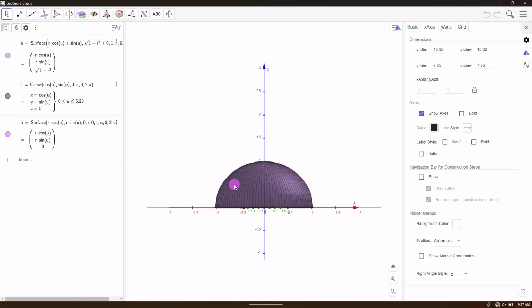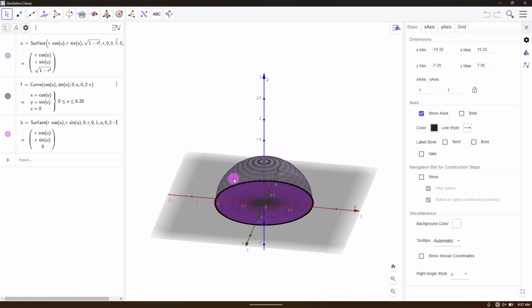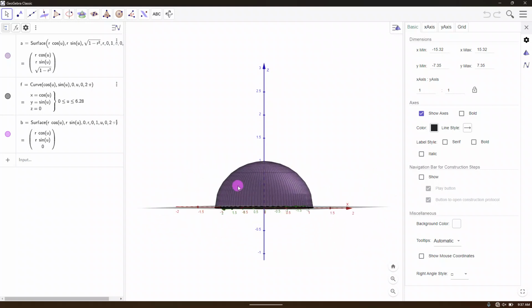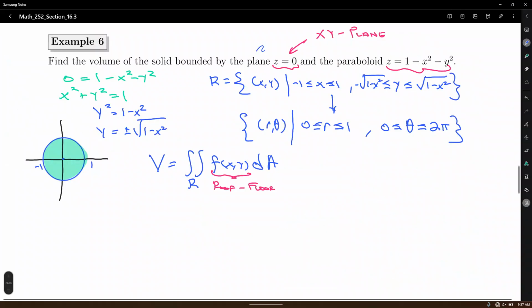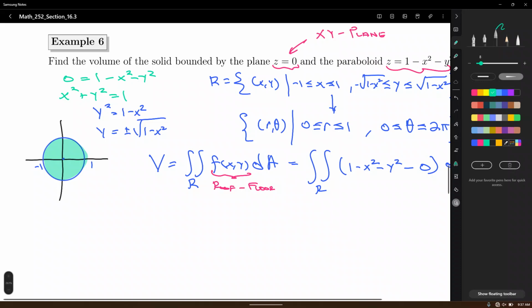So what's the floor? z equals 0. What's the roof? The paraboloid, right? z equals 1 minus x squared minus y squared. Let me go back to the notes. So that is the double integral over the region R of top, which is 1 minus x squared minus y squared, minus 0. I know it's silly to write down that 0. dA.